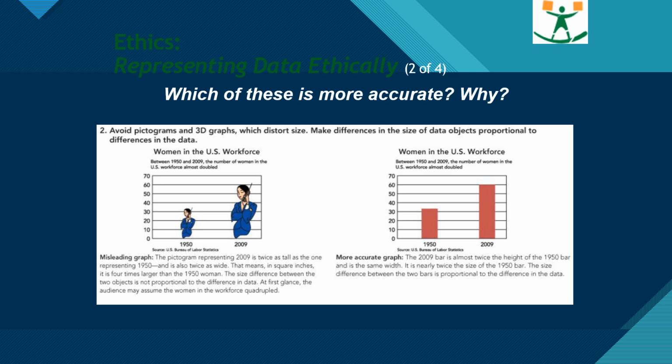At first glance, the audience may assume the women in the workforce quadrupled. The image on the right is the more accurate graph. The 2009 bar is twice the height of the 1950 bar and is the same width. It is exactly twice the size of the 1950 bar. The size difference between the 2 bars is proportional to the difference in the data.